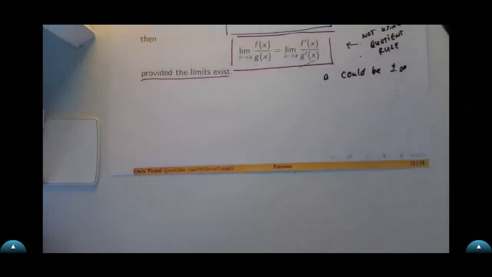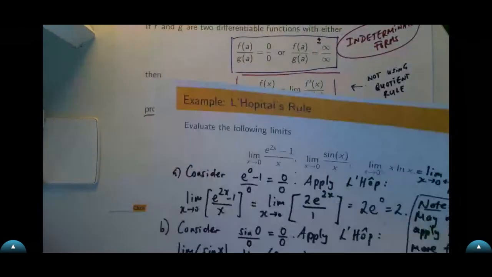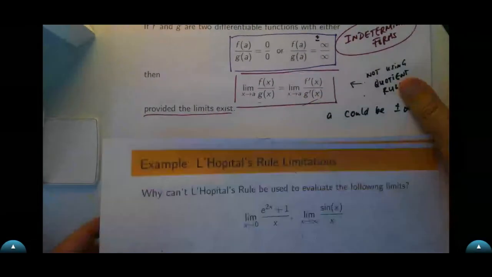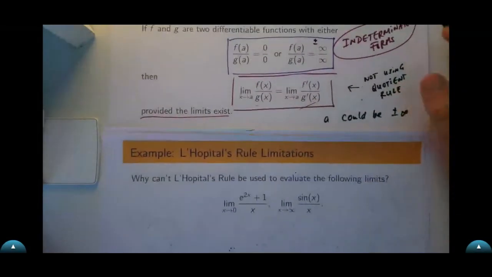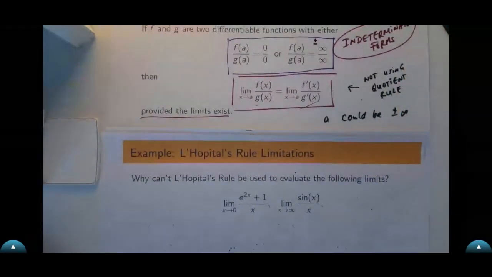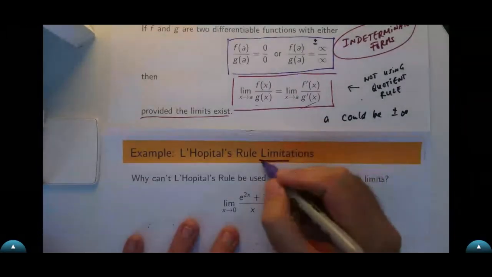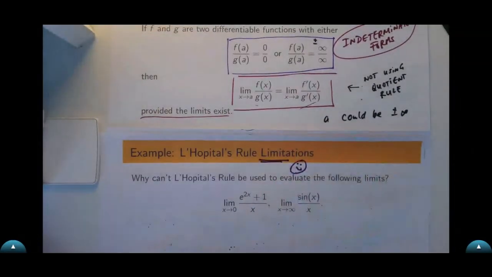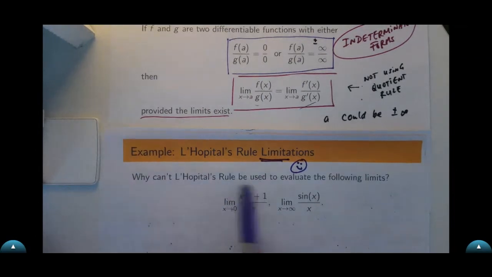Okay, so there are these questions, and let's actually look at some of the limitations here. No pun intended. The limitations. Oh, bad. That's bad. Why can't L'Hopital's rule be used to evaluate the following limits? Yeah, Alan, that's the joke. Ha ha ha. Why can't L'Hopital's rule be used to evaluate these two limits?